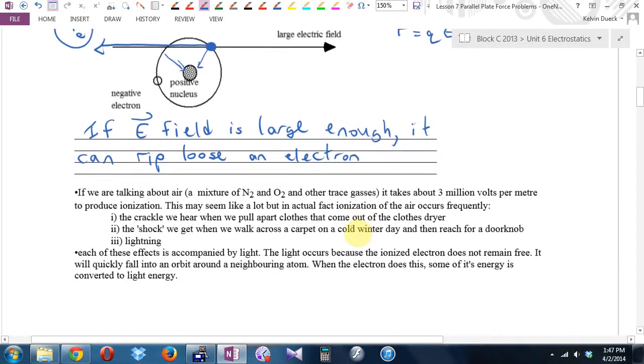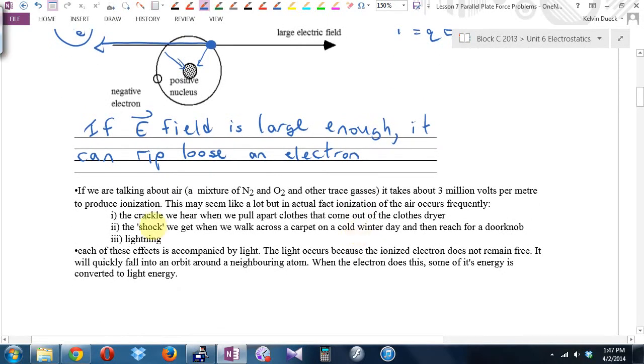So this may seem like a lot, but the crackle that we hear when we pull apart clothes that come out of the clothes dryer, you're actually ionizing the air. You have an electric field of more than 3 million newtons per coulomb.